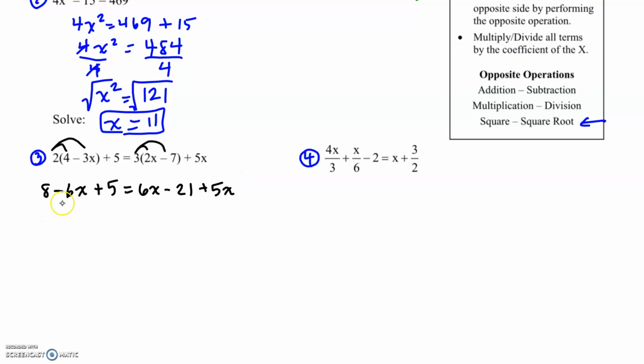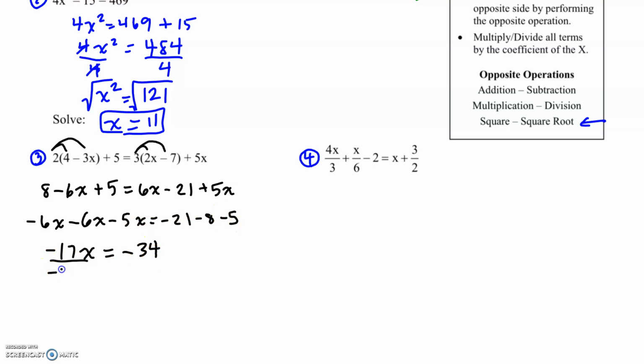I'm going to put all my x's on the same side, so -6x will stay where it's at. This 6x, when it moves over, becomes a -6x. 5x comes over, becomes a -5x. We have -21 on the right side. 8 comes over as a -8. 5 comes over as a -5. So -6 minus 6 is a -12, minus 5 is a -17x. And -21 minus 8 is a -29, minus 5 is a -34. We'll divide both sides by -17, and x is going to equal +2.